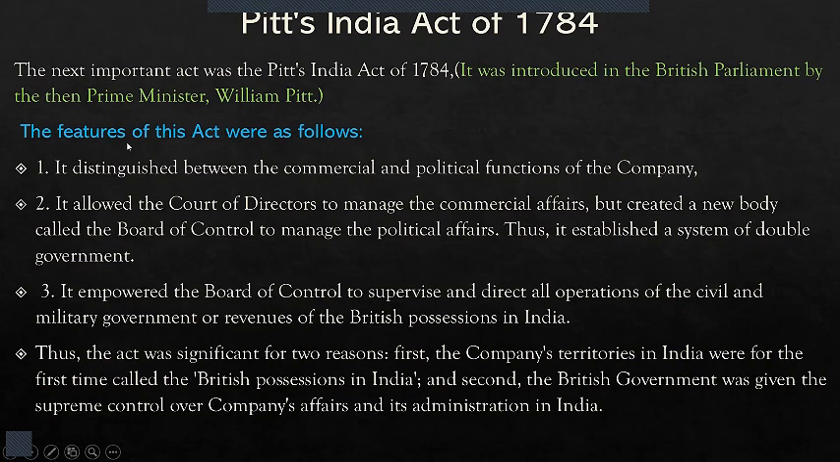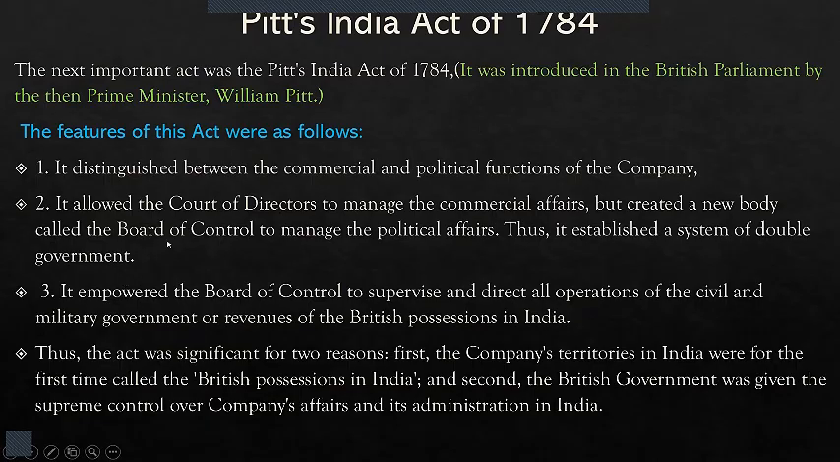Okay. So the feature of this act was it distinguished between the commercial and political functions of the company. So obviously, this is very simple. Commercial functions were different and political functions were different. It allowed the Board of Directors to manage the commercial affairs, but created a new body called the Board of Control to manage the political affairs. Thus, it established a system of double government.